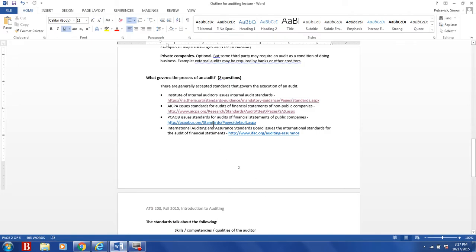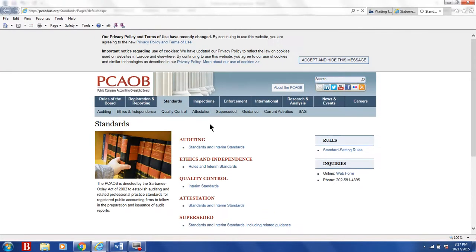The third set of standards that's listed here deals with audits of financial statements for companies that are publicly traded. So the organization that issues that is called the PCAOB, and they were created by Congress in 2002 to provide oversight over the audit of financial statements of public companies. So some of their standards are like the AICPA, some of their standards are unique.